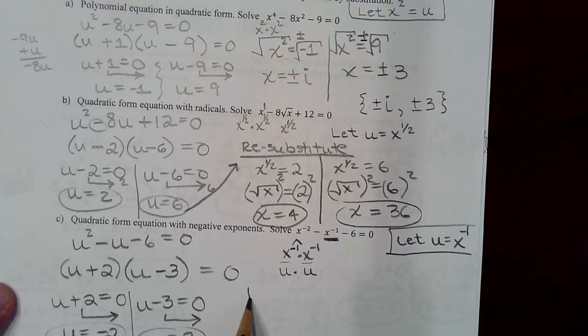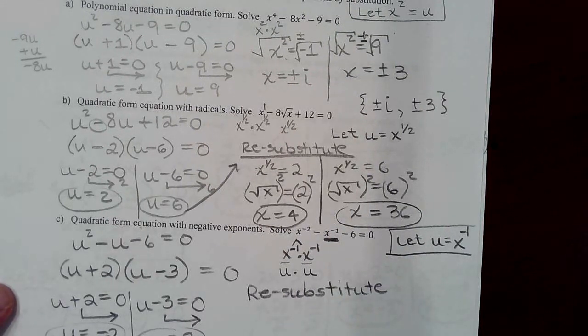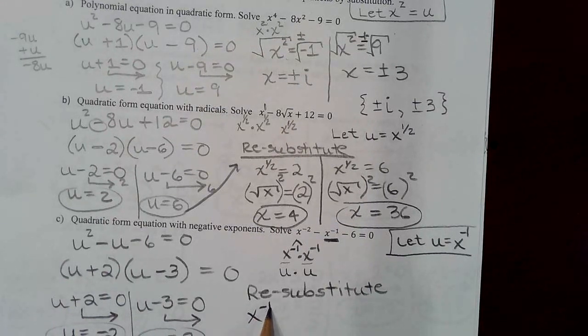Okay, now resubstitute. Bring that x back into the problem. We said in this problem that u is the same thing as x to the negative 1. We allowed u to be equal to x to the negative 1. That was the arbitrary assignment that we made. And so if we rewrite what we have right now, that u is equal to negative 2, well, u is equal to x to a power of negative 1. And that u is equal to negative 2. That's one equation we're going to solve. The other equation is u is equal to 3.